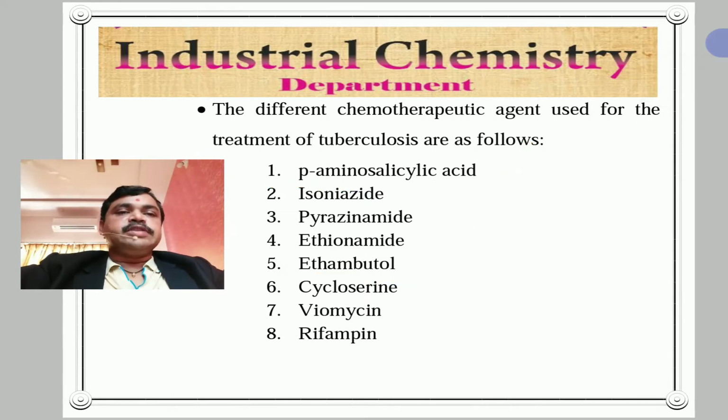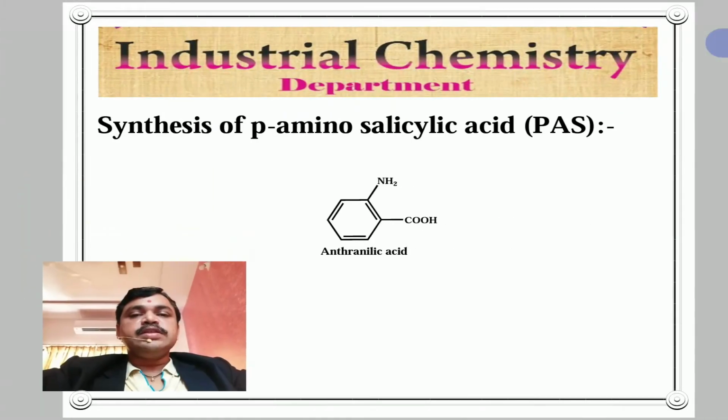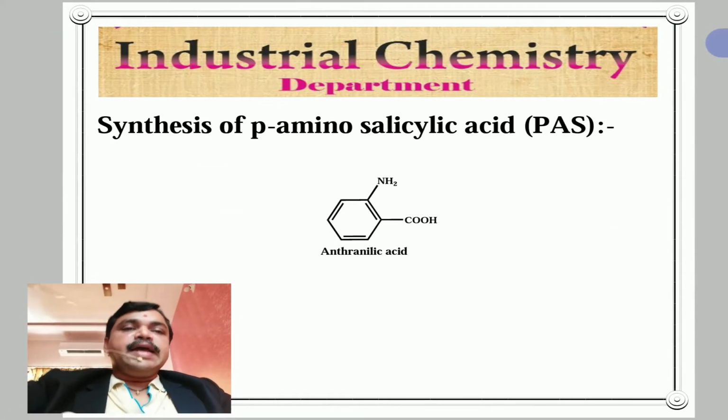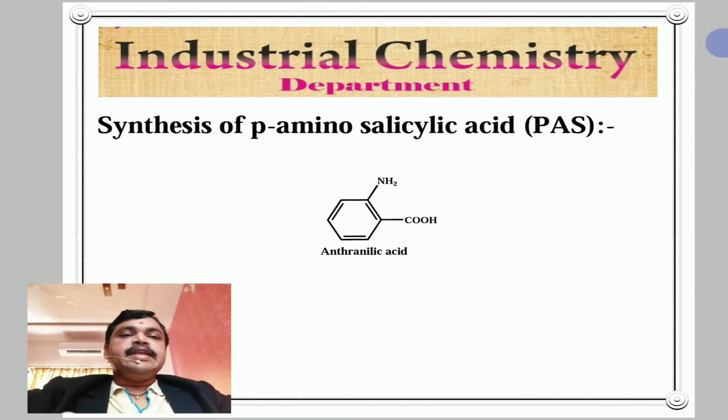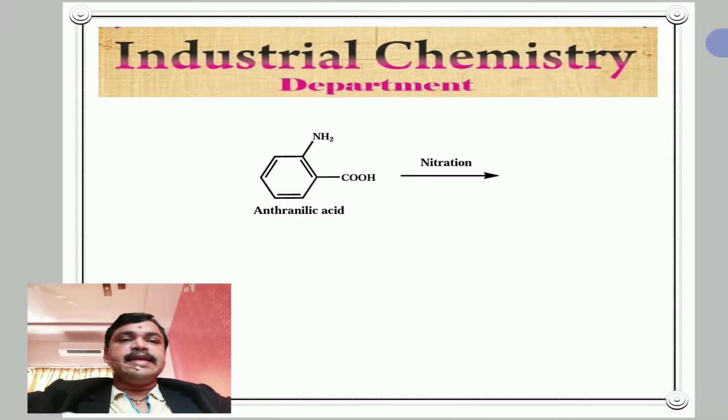We first of all start with para-amino salicylic acid. Synthesis of para-amino salicylic acid. It is also known as PAS. Para-amino salicylic acid is synthesized from anthranilic acid. Here, the given structure is anthranilic acid. At position one it is attached with NH2 and at the second position with carboxylic acid. So this is the structure of anthranilic acid.